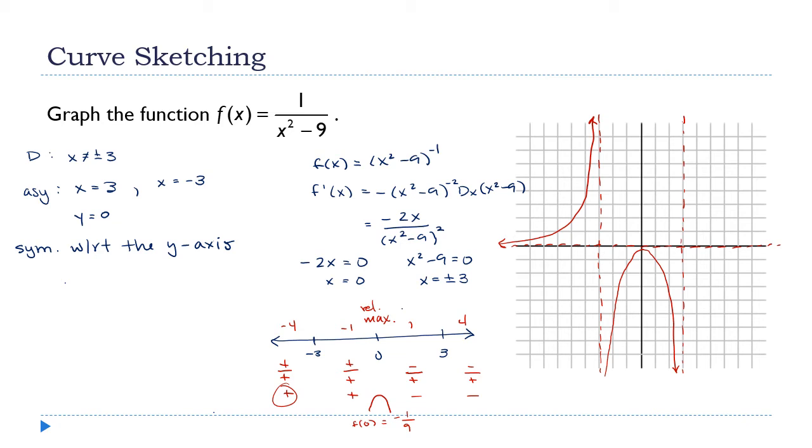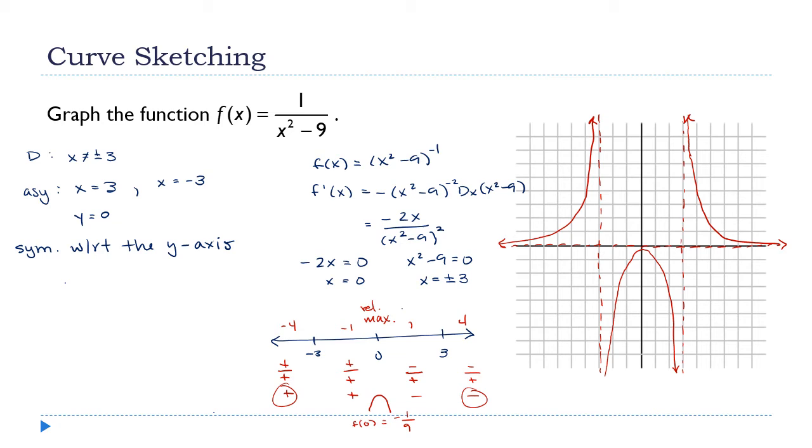Then on the right side of 3, it's decreasing. Excellent. That tells me it has to start up here at the vertical asymptote, drop down, and taper off to the other asymptote. There you go.